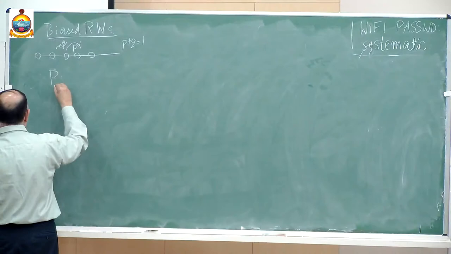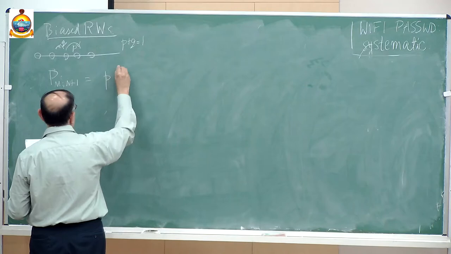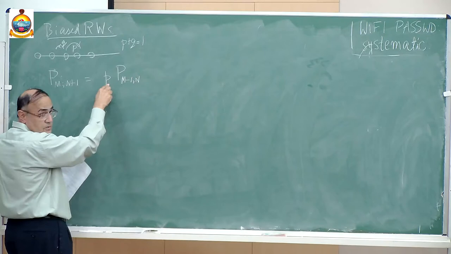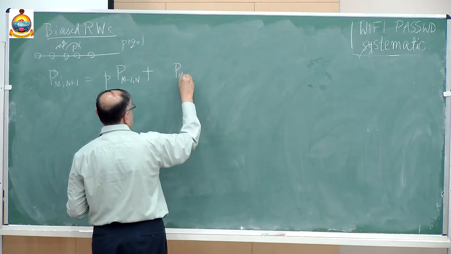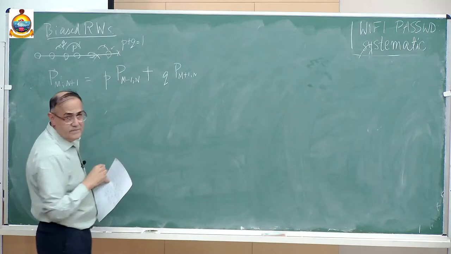To do that, we recall that to be at site m at time n plus 1, I have to be at site m minus 1 at time n, and then with probability p move to the site in question, or to be at m plus 1 at time n and move backward. In other words, to reach this site, I should have been here or there and moved in either this way or that way. Okay, so this is fine.